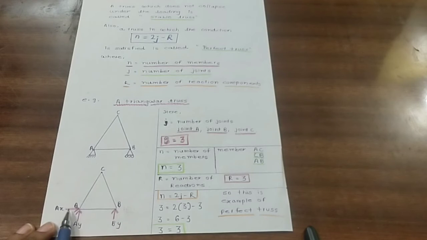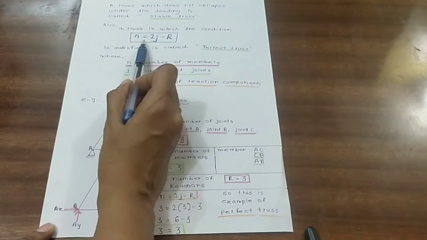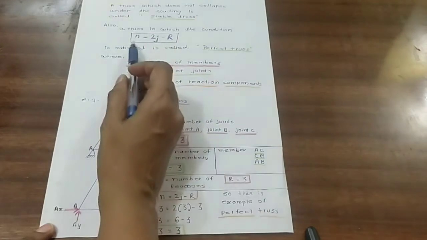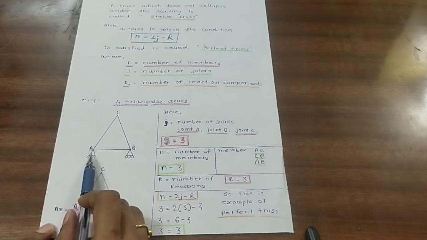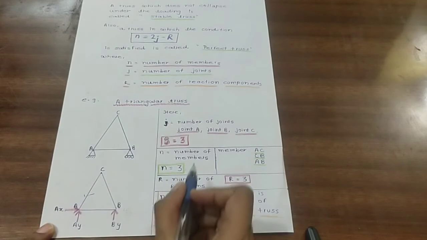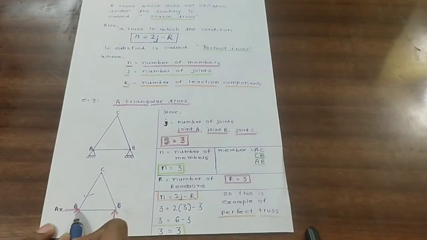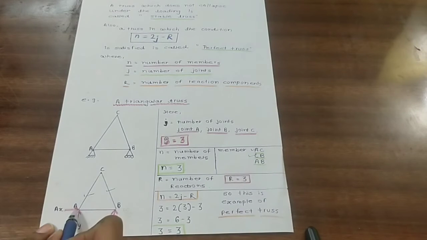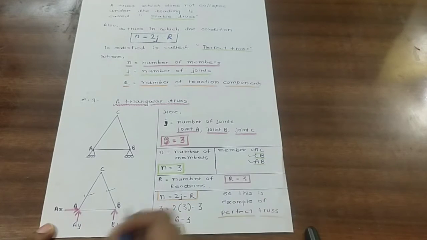Whenever a hinge support is there, there are two reactions, one horizontal, AX, and one vertical, AY. And whenever a roller support is there, there is only one vertical reaction. So here we have to use the condition n is equal to 2j minus r. n means the number of members. So how many members are here in this figure? Member AC, member CB and member AB.